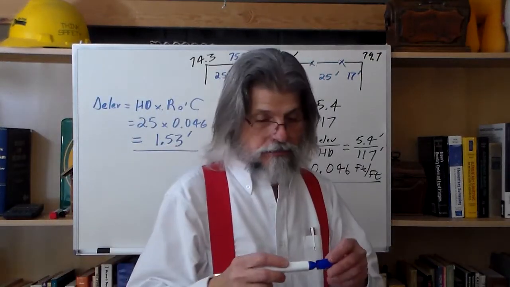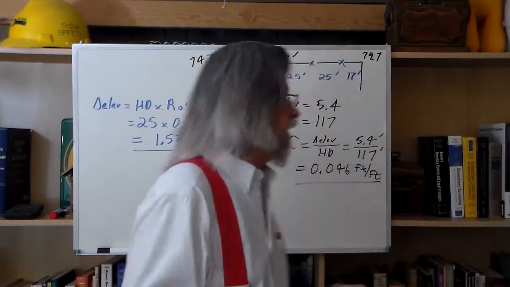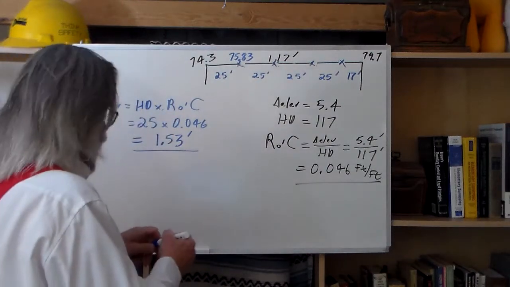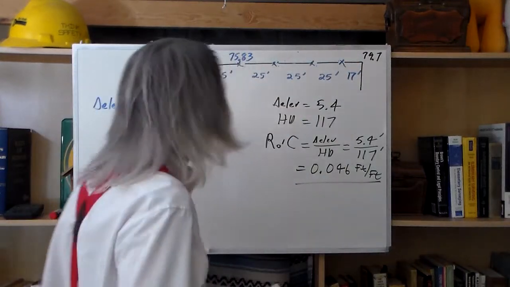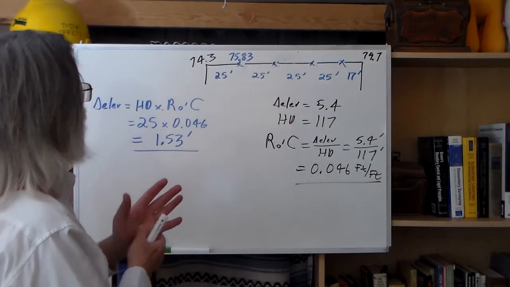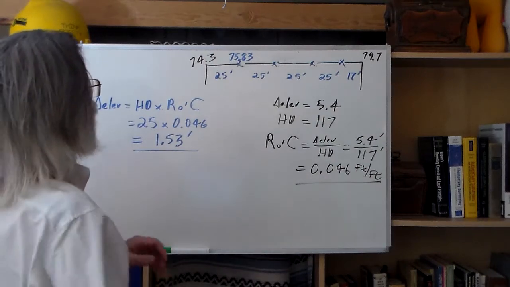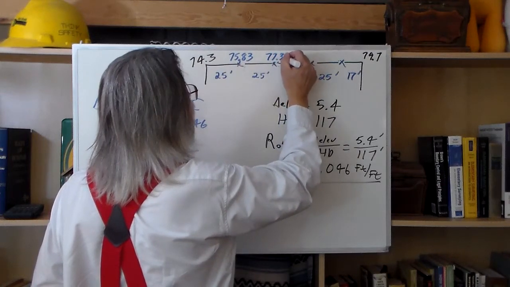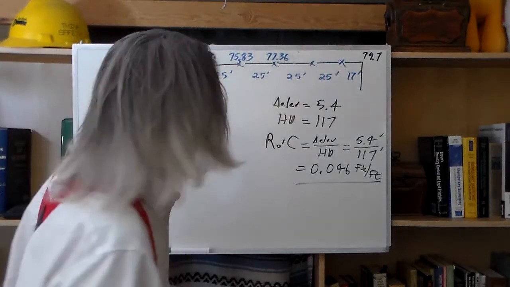And because we calculated for 25 feet, every 25-foot segment is going to have the same change of elevation. So we're going to go up another 1.53. I'm going to wipe out my 117 there to give myself some real estate. 75.83 plus 1.53 gets you to what? 77.36, if I did the math right. Hey, I'm doing this in my head. I respectfully reserve the right to make a blunder every now and then.